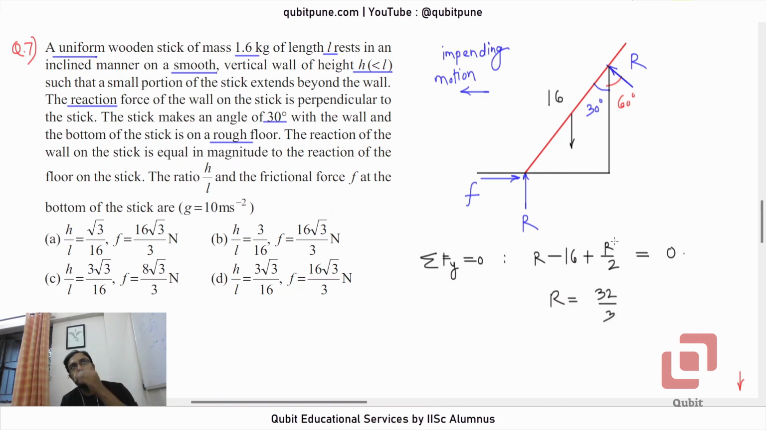Because see, R plus R by 2 will be 3R by 2. Send the 16 to the other side, then 3R by 2 is 16, so R will be 2 into 16 by 3, so 32 by 3 meters. Clear?